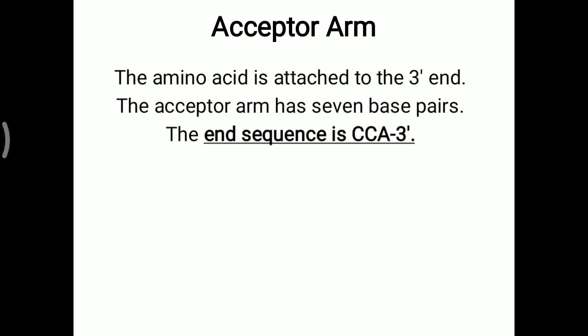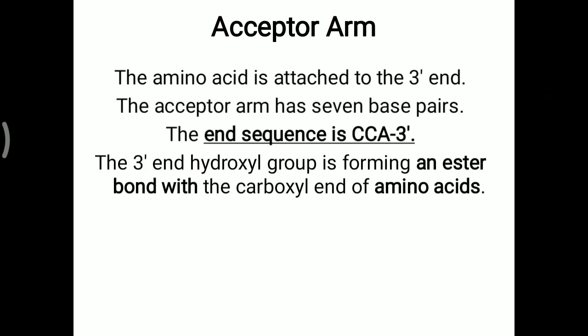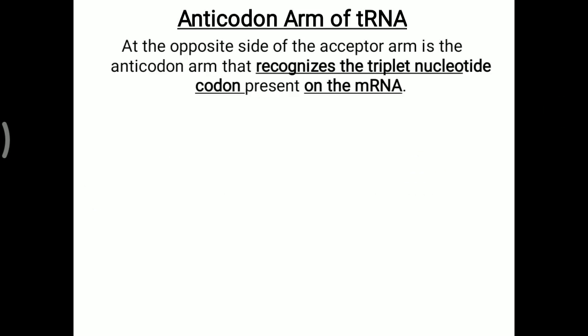The end sequence is CCA, and this A at the 3' end is useful for the attachment of the amino acid. So the 3' end hydroxyl group forms an ester bond with the carboxyl end of the amino acid. The particular ribose sugar at the 3' end of this tRNA attaches with the carboxyl end, making an ester bond.